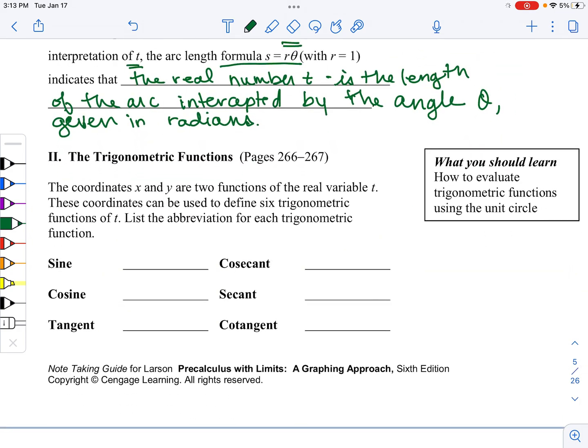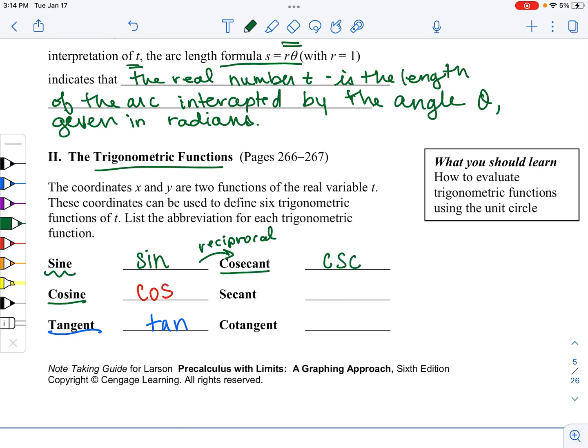All right, part 2, let's talk about the 6 trig functions. There's 6. Sine is what we've been talking about, but the abbreviation for that looks like the word sin, but we call it sine. Cosine, the abbreviation is cos. And tangent, the abbreviation is tan. And the cool thing about sine is that it has a reciprocal. We call it cosecant, and its abbreviation is csc. Cosine's reciprocal is secant, and its abbreviation is sec, and tangent's reciprocal is cotangent, and that is written as cot.